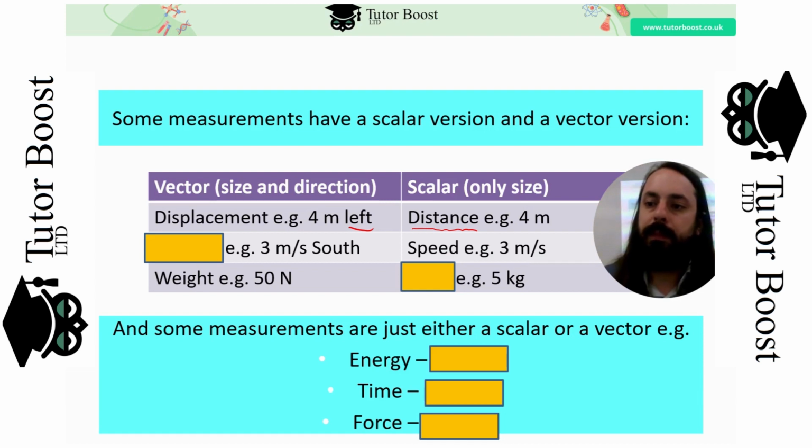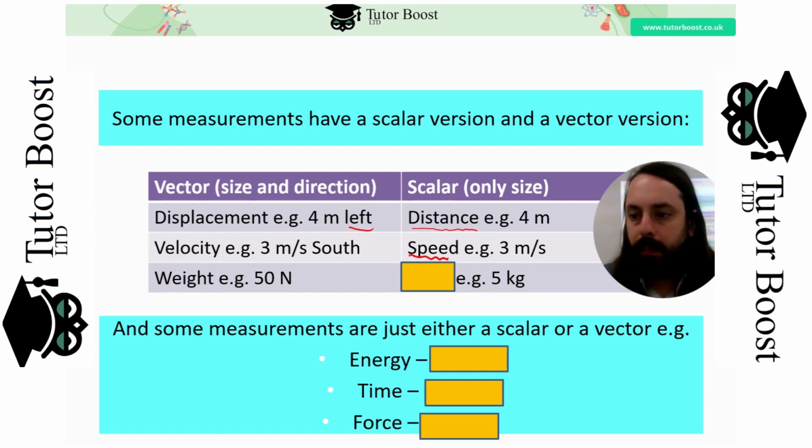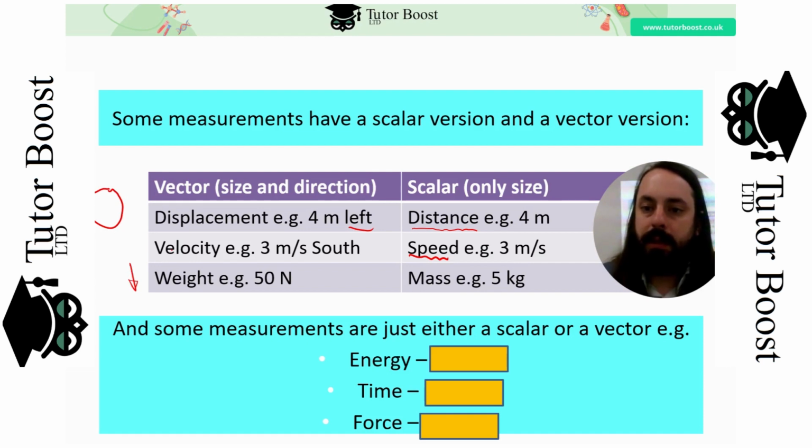Okay, then we've got 3 meters per second south. What could that be? We've got the scalar version, which is speed, 3 meters per second. Then what is the vector quantity for speed? That would be velocity. Okay, then weight, we got 50 newtons, and then the scalar version, which does not have a direction, will be the mass. Okay, now what is the direction of weight? It's always pointing towards the center of the earth. Okay, so it depends where you're sitting. So imagine that the object, this is a planet earth.